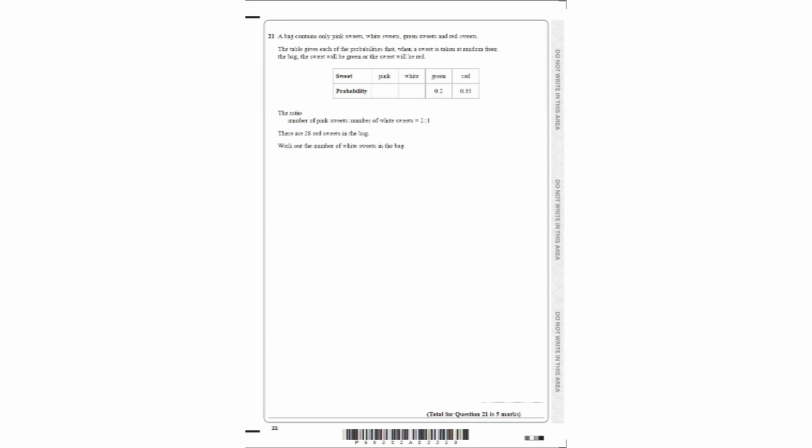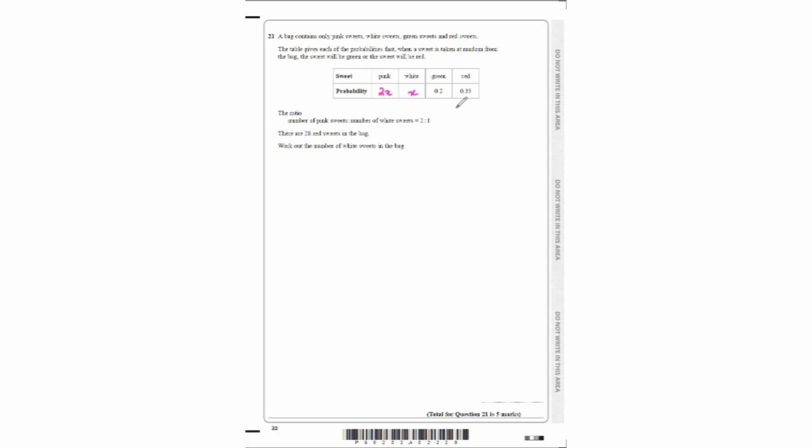So for this, since the ratio of pink sweets to white sweets is 2:1, whatever is the number of white sweets, pink sweets would be twice of that. So the probabilities would also be like that. If the probability of white sweets is x, the probability of pink sweets will be 2x. Okay. So now let's find the value of x first.